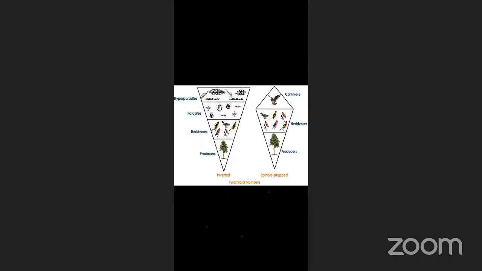Then come to the spindle-shaped pyramid. This is when we are representing the carnivore, herbivore and producer relationship. Compared to the number of trees, the bird population will be more. But when we see carnivores which are feeding on the birds, they will be very, very few. Then you get a spindle-shaped pyramid when we plot this kind of relationship.